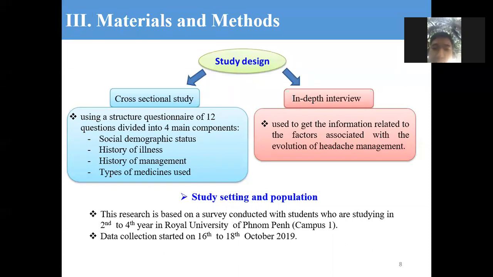In our study, we worked with a mixed method between a cross-sectional study and in-depth interviews. Our study setting and population is based on a survey conducted with students studying in year 2 to year 4 at the Royal University of Phnom Penh. Data collection started on 16 to 18 October 2019.